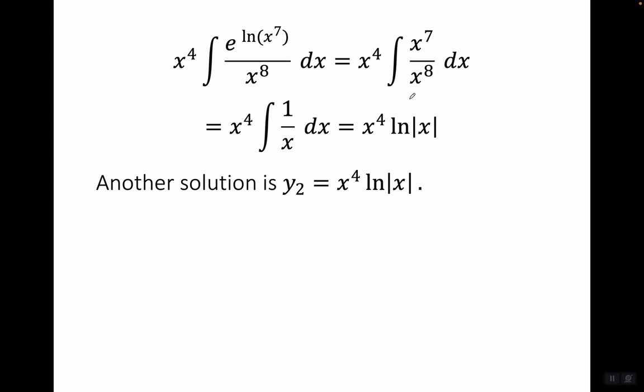So we have x to the 4th times the integral of x to the 7th over x to the 8th dx. After cancellation, it's x to the 4th times the integral of 1 over x dx, which we know is x to the 4th times natural log of the absolute value of x. So another solution to this differential equation besides x to the 4th is x to the 4th natural log x.